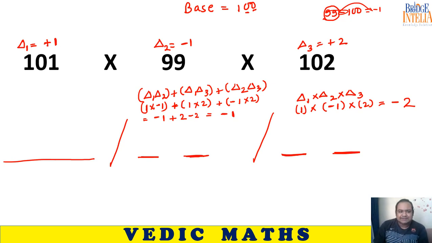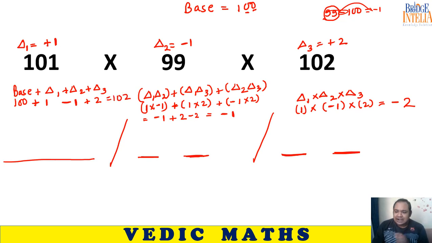Come to the first part. In the first part, what are we supposed to write? Base plus the sum of all three deviations. So base is 100 plus 1 minus 1 plus 2. This comes out to be 102. But don't write it now. Why? Because here you have a negative number, and here you have a negative number. So you have to first resolve all this.